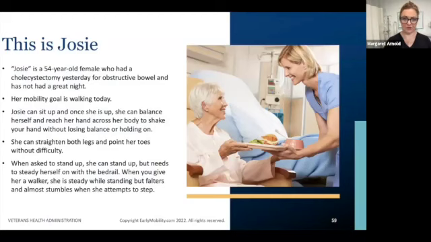Josie is a 54-year-old female who had a cholecystectomy yesterday for obstructive bowel and has not had a great night.